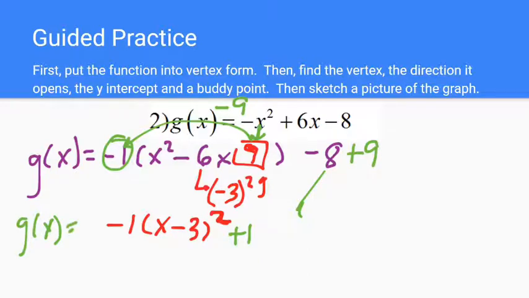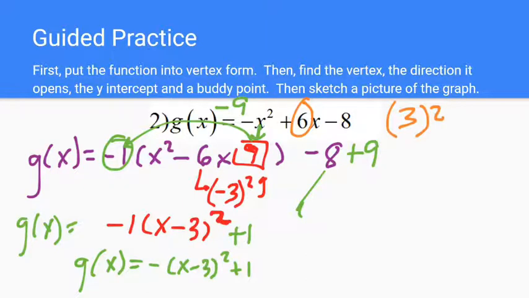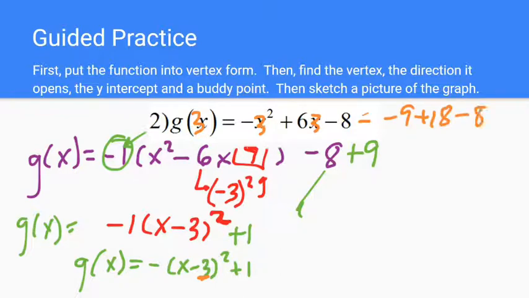It's a little messy, but it would be g of x is equal to -(x minus 3) squared plus 1. And if you don't believe me, you can check it using the method we used in the other video. Take half of b, which was 3, square it. Oops, I lied, not that. Take the opposite of b and put it over 2a, and we get positive 3. So positive 3 is the x-coordinate of our vertex. And then if we plug 3 into our function, it would be -9 plus 18 minus 8. That would equal positive 1, which was our vertical shift.